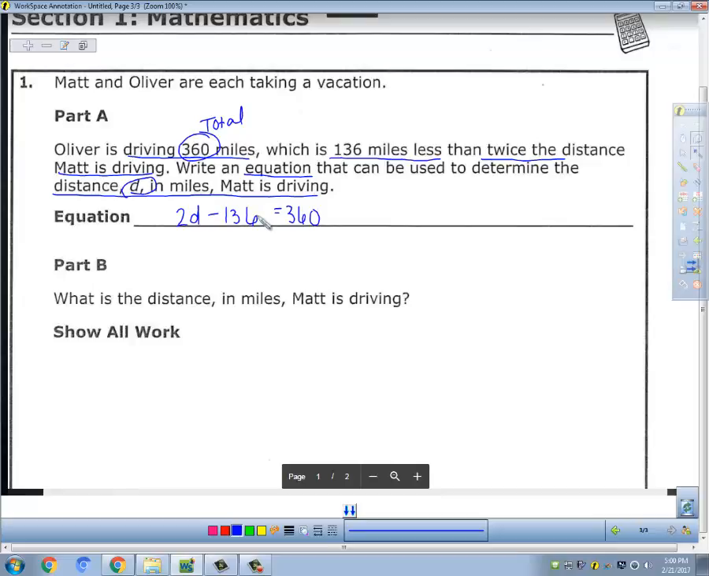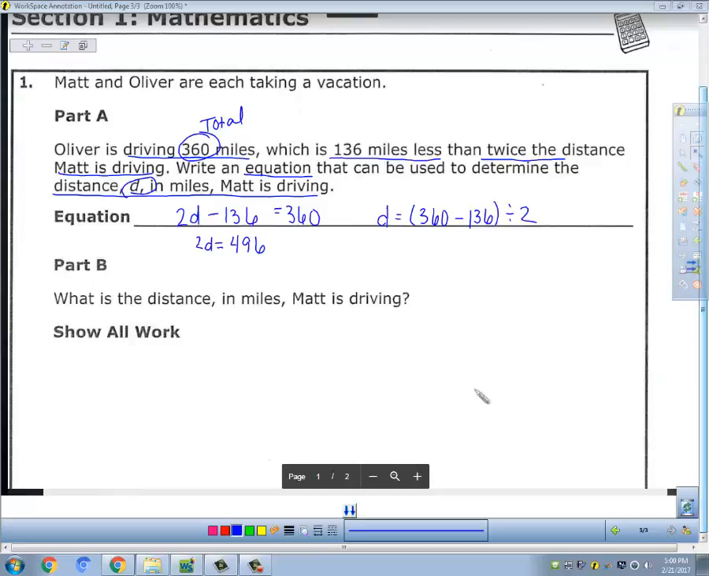The thing about equations is you can have a lot of different answers. You could also have gone ahead and added the 136 to get 2d equals 496. Some people might have said d equals 360 minus 136 divided by 2. So a lot of different answers. Whatever made sense to you might be okay, as long as it's something along these lines. Just make sure you have an equal sign and your variable.